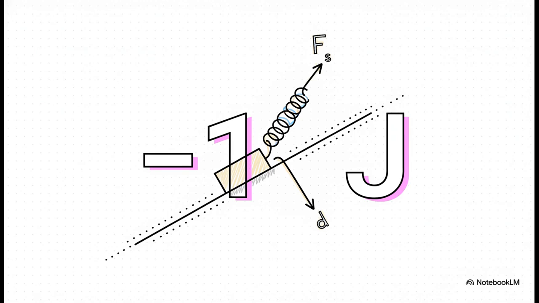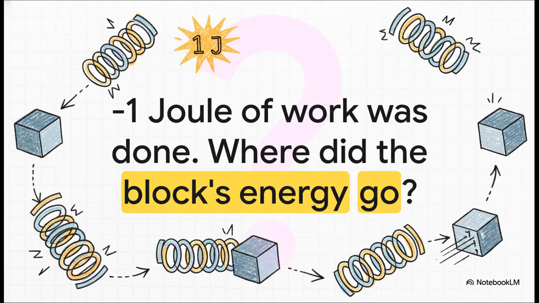But wait, why negative? Well, think back. As the block moved down the incline, a positive displacement, the spring was being stretched and was pulling up the incline, exerting a negative force. The force and the displacement were in opposite directions, so the work done by the spring has to be negative. It all makes sense. And this brings us to our final and maybe most important insights.